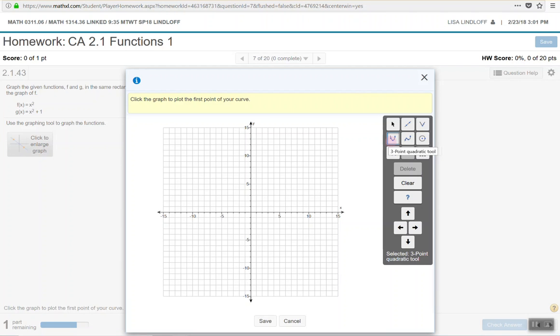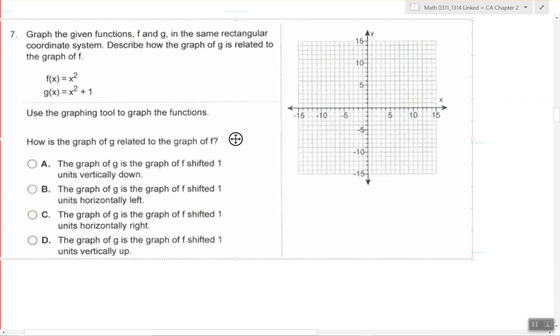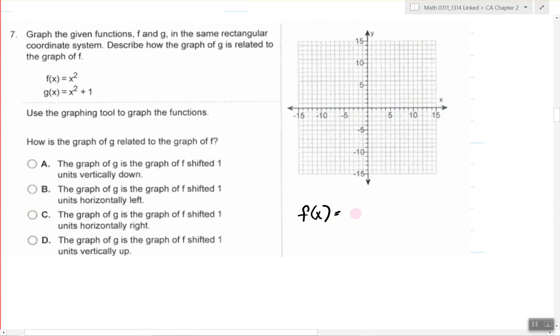With a parabola, I need 3 points. The first point, let me go back because I can't write on this. I'm so sorry. All right, so let's go ahead and get for f of x equals x squared. We're going to need 3 points.